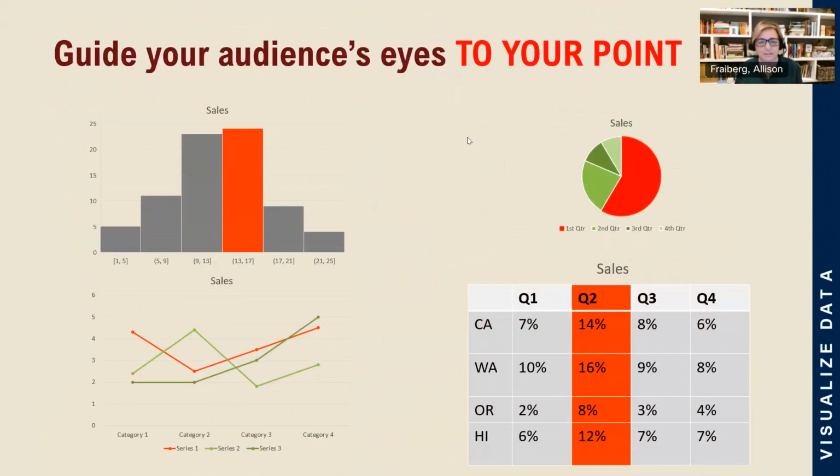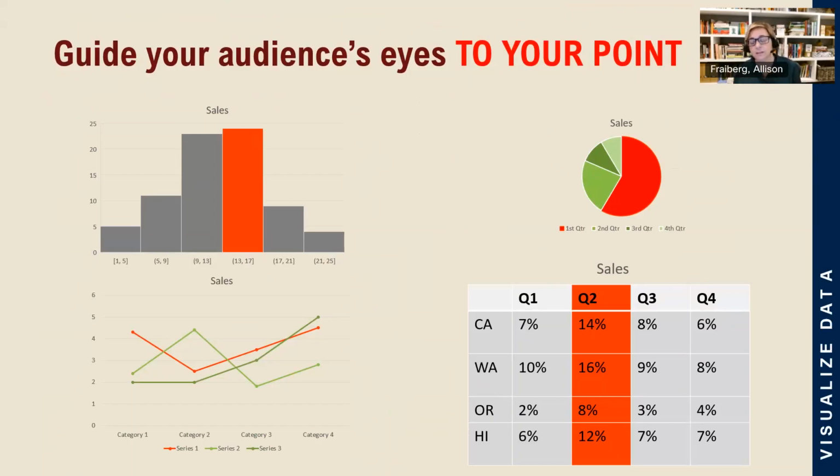I just made up generic little samples, but in each case, you're drawn to the orange because I've used color to help guide you to what I want you to see. So for that top left one, you're going to look at that orange bar. For the top right, you're looking at that orange slice of that pie. For the bottom left, you tend to be looking at the orange line.